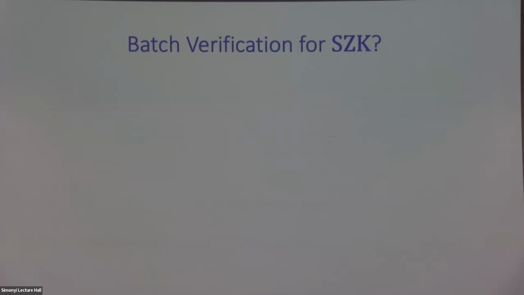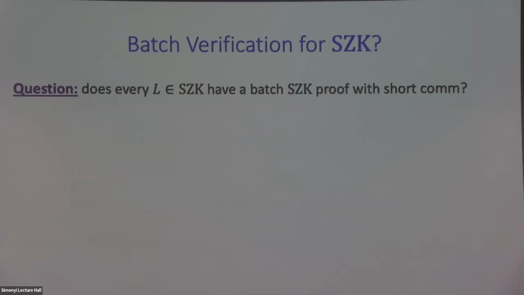Okay. So here's a question that I want to pose. Suppose you have a language that's in SDK. Does it have a batch proof? A batch proof that is itself SDK, right? And with short communication. So one thing you could do is just run the SDK protocol individually for each one of the K inputs. That would still be SDK. So you have a little bit of a loss from a union bound over the K instances, but it's not too bad. My question is, can you do the same but have short communication?